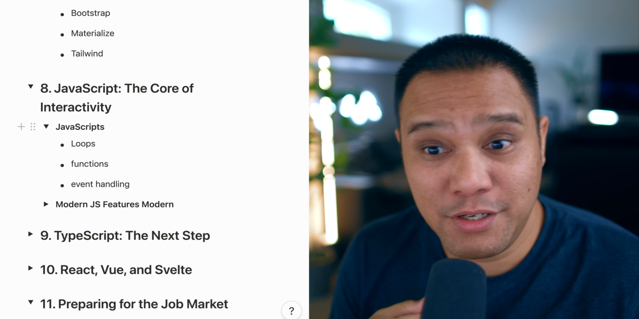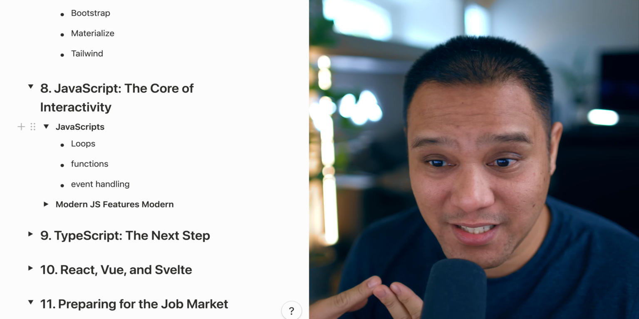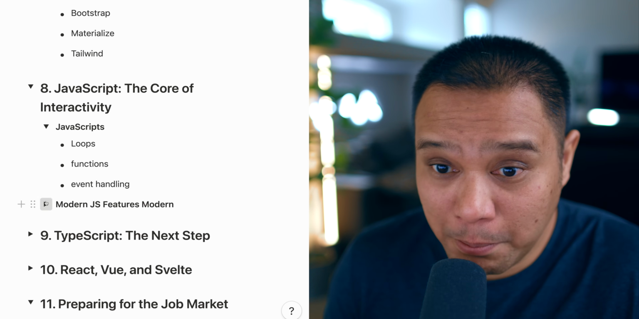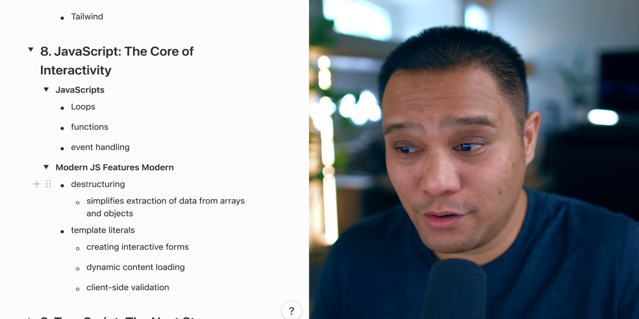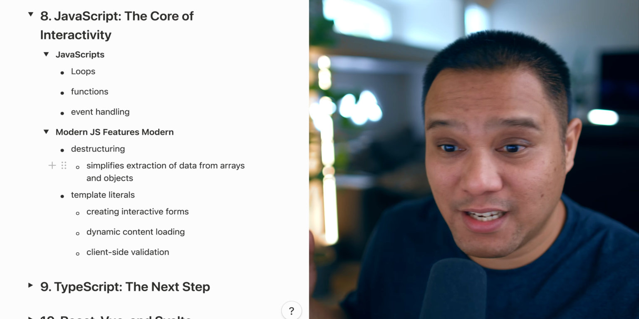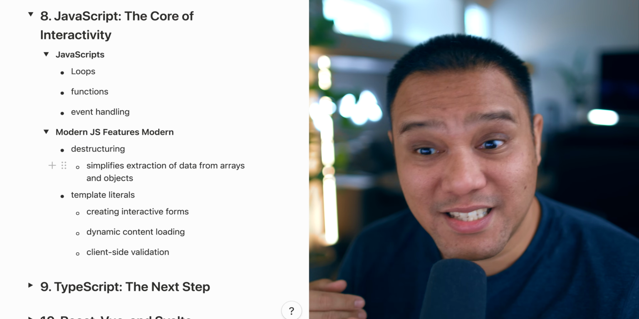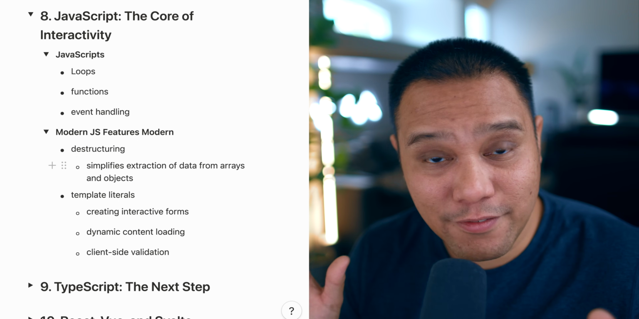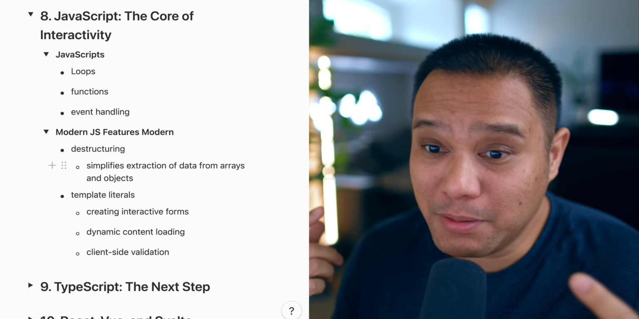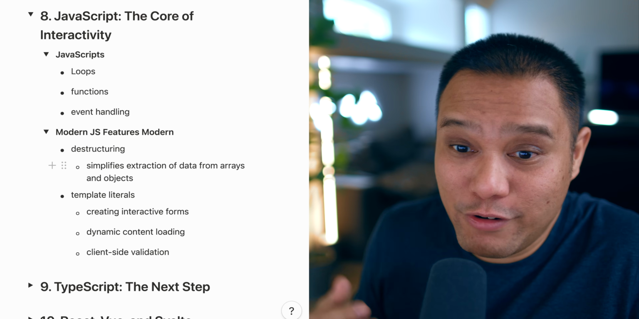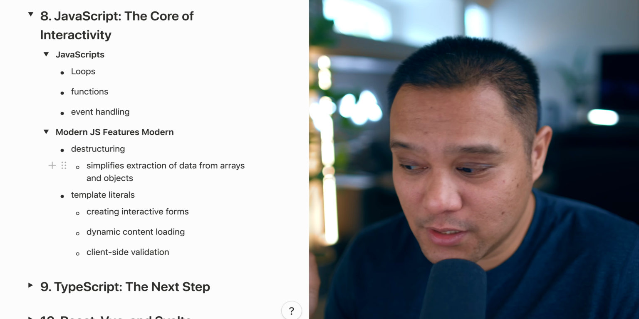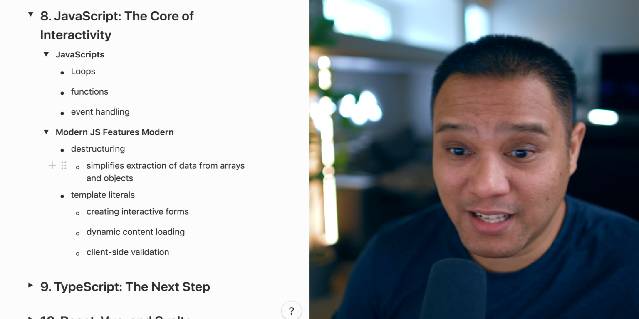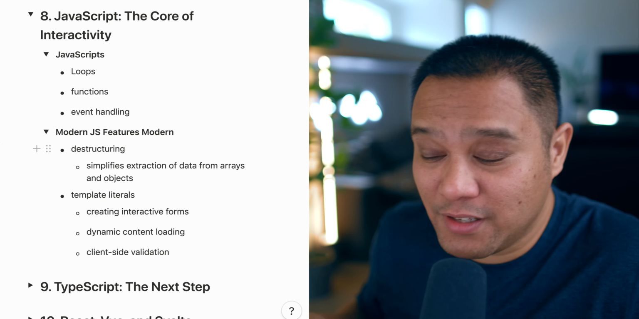There will be core concepts that you need to learn. For example, loops, functions, event handling, which are the building blocks of JavaScript programming. But there are also more modern features you'll need to learn. JavaScript features things like arrow functions, which offer a more concise syntax for writing functions. There's destructuring, which simplifies the extraction of data from arrays and objects. Template literals, which provide an easy way to create complex strings. Practical examples for this might include creating interactive forms, dynamic content loading, and client-side validation. So you'll need to learn all these different things.